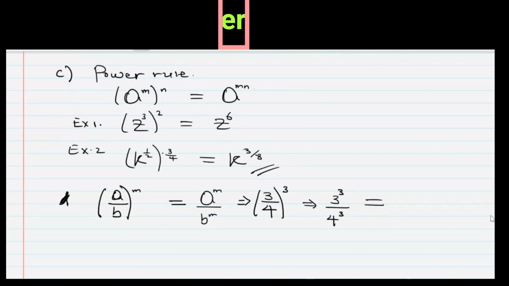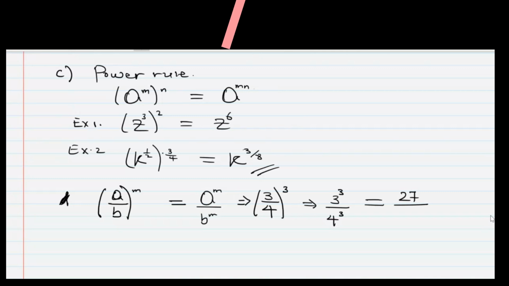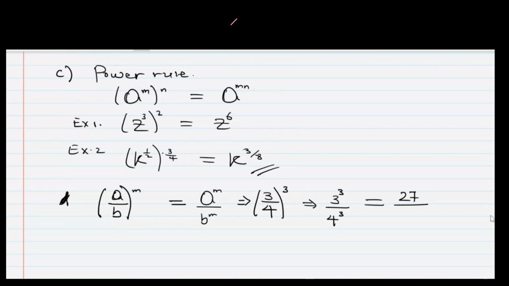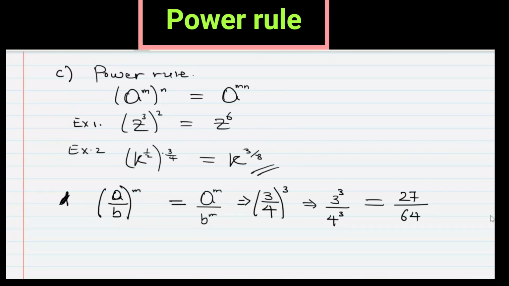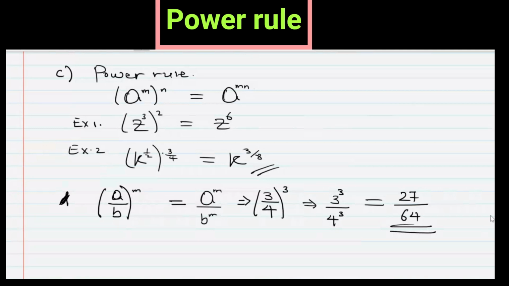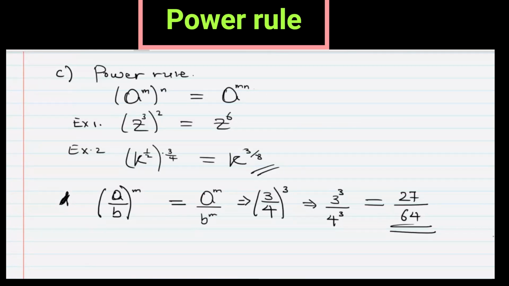3 to the power of 3 is 3 times 3 times 3, which is 9 times 3, which is 27, over 4 to the power of 3: 4 times 4 is 16, 16 times 4 is 64. Your last answer will be this one. If you can simplify it, simplify. If it is not simplifiable, you can leave it like that. So those are the rules.